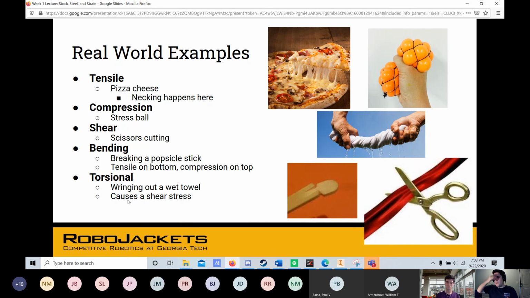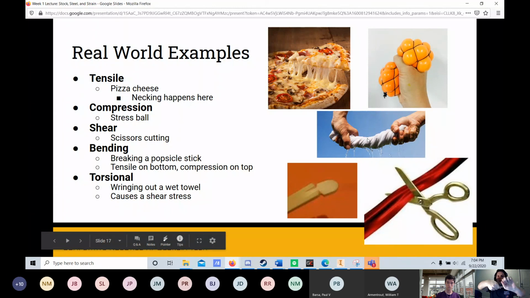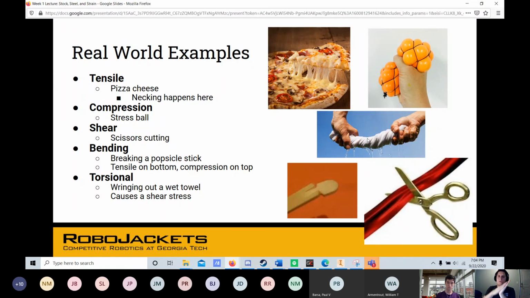And the last kind of loading scenario that we typically look into is torsion. You can think of this as wringing out a towel, and this causes a shear stress. What you see over here is someone twisting two ends of the towel itself, and you're inducing internal shears within the material itself to actually cause it to stress, right? So whenever you're designing parts, you need to keep these 4 or 5 types of loading in mind, just so that when you're designing that part, it's not going to fail to those types of loading, if that makes sense.